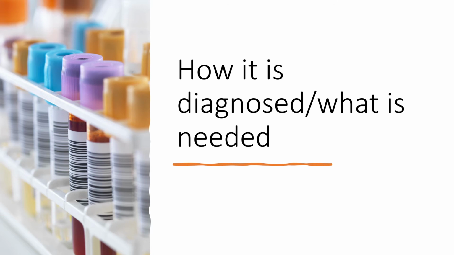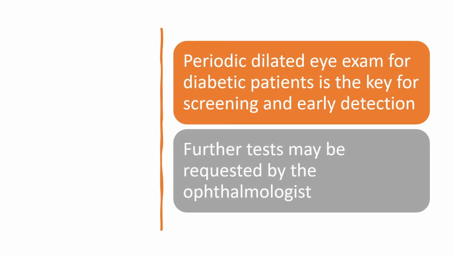Diagnosis and what is needed. Regular periodic dilated eye examination for diabetic patients is a key screening feature. For type 1 diabetic persons, it's suggested that after 5 years from diagnosis, they should go through a dilated eye exam. For type 2 diabetes, it's recommended to be screened initially from the diagnosis, and then according to the findings, scheduled for the next follow-up.